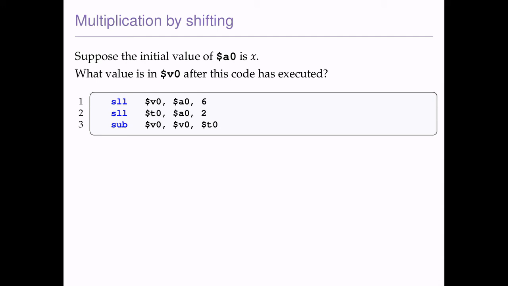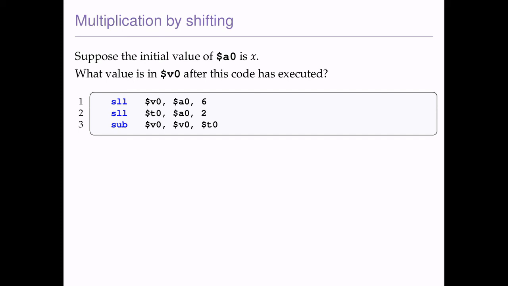So let's have a look at this example where we have a value of x in A0, and we want to figure out what's in V0 after we've executed this code. So one thing you'll notice here that's a little bit different is that we have a subtraction. So we're doing shift left the value in A0 by 6, storing that in V0. We're shifting left the value in A0 by 2.